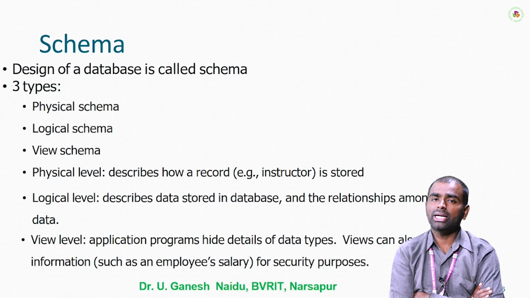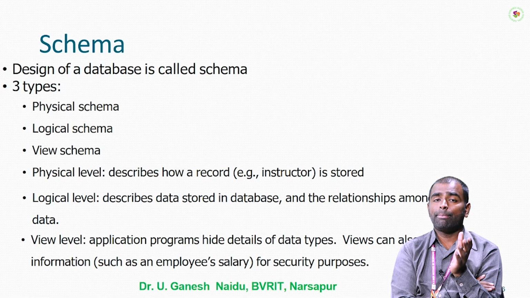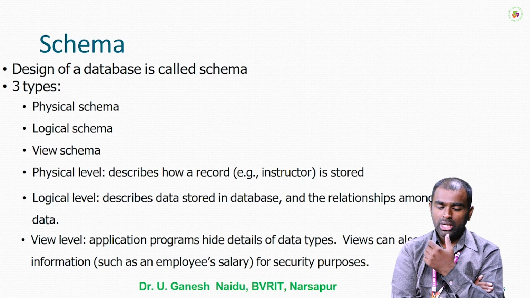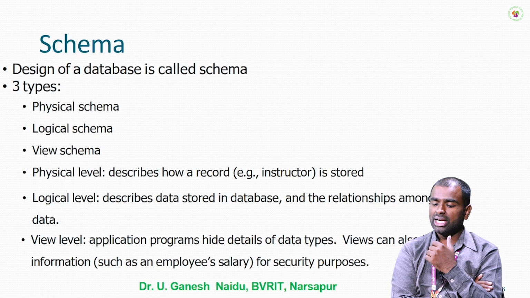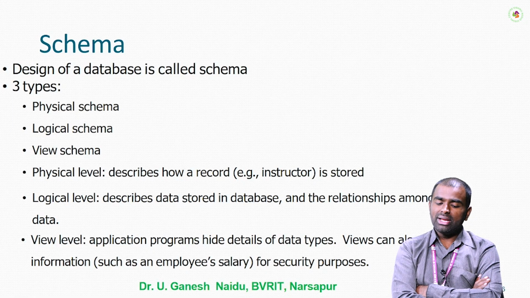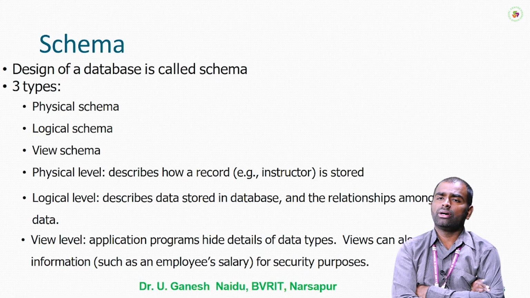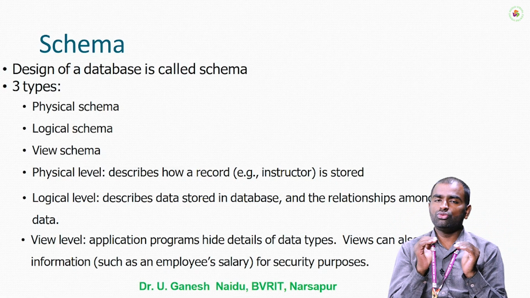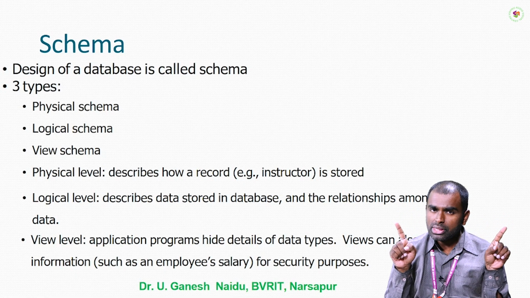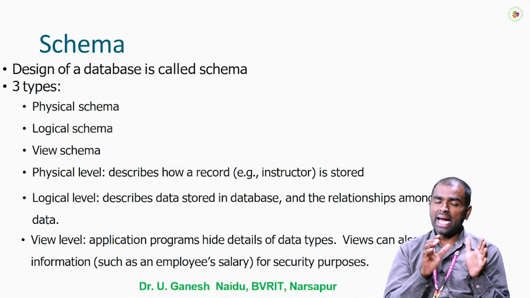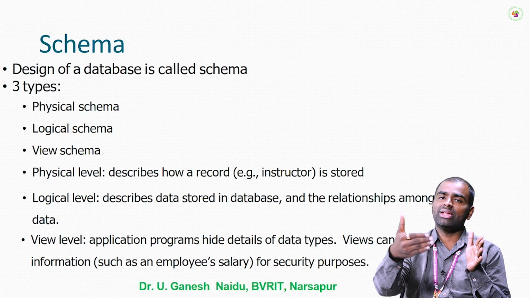View level is nothing but how the user interacts with the system. For the end user, how the data is visible, that is the view level. Application programs hide details of the data types. Views can also hide information such as an employee's salary for security purposes. View level is nothing but application programs. An application program is the final interface which we see in the front end. Views can hide the inner, lower level information.